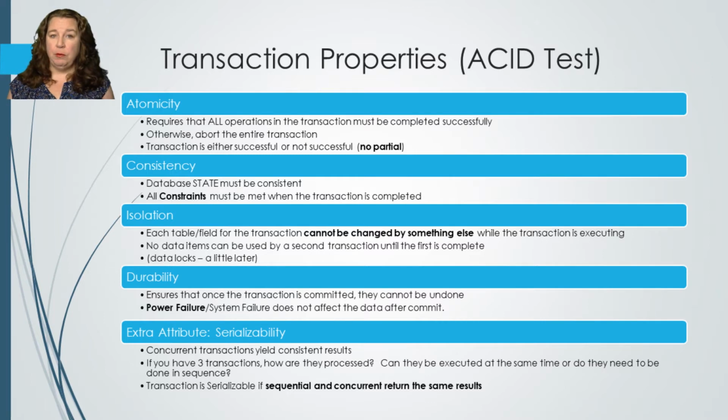All your constraints have to be true as well. We have a concept called isolation. Isolation simply means that each table and field for the transaction cannot be changed by something else while the transaction is executing. We're going to go over this a little bit further when we get into data locks. The concept is that no data items can be used by a second transaction until the first one is complete.